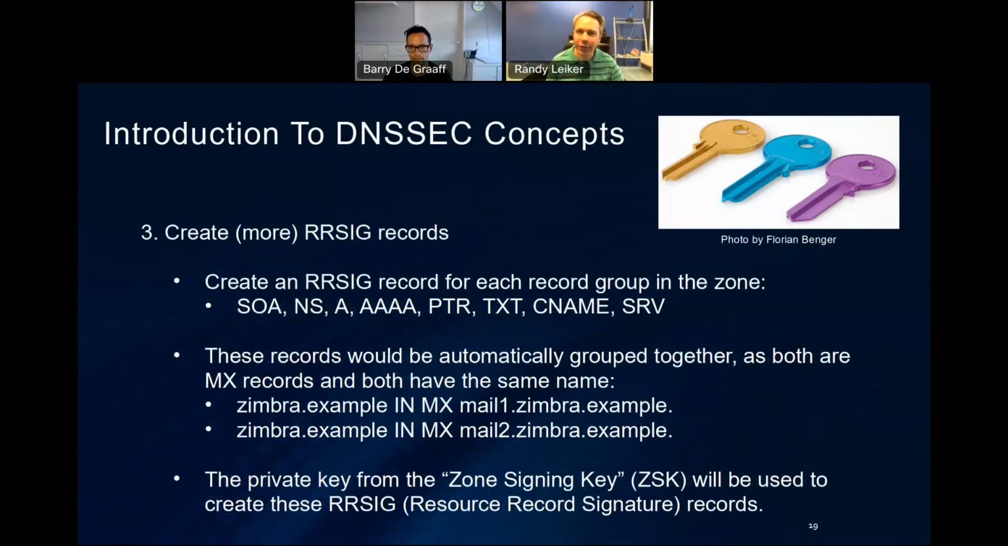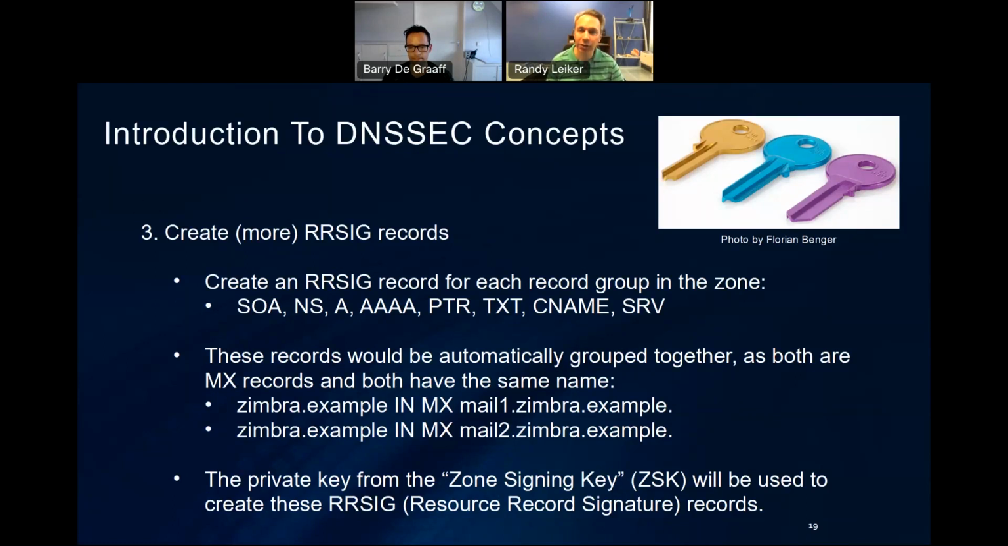Now we need the individual DNS records for Zimbra.example to be signed using our zone signing key. This is an important part of what allows anyone who queries for these DNS records to use DNSSEC to authenticate that the DNS records can be trusted and have not been tampered with in transit. To make this happen, all of the individual DNS records for Zimbra.example will be grouped together first by record type, then by name. So if you had two MX records, and they share the same name, in this case, Zimbra.example, then both of those MX records would be placed into a single group together.